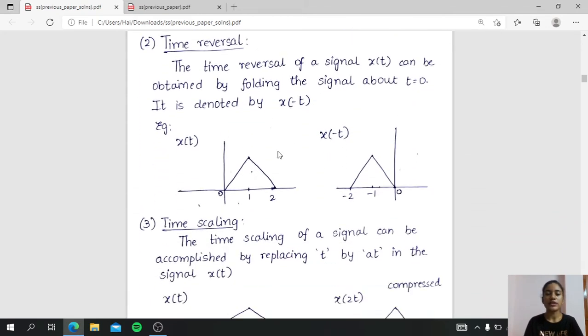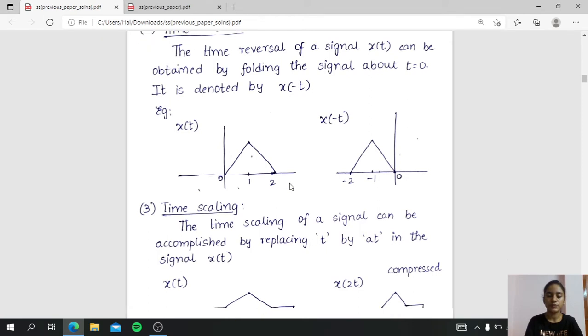Time reversal. The time reversal of a signal x of t can be obtained by folding the signal x of t about t is equal to 0. So when you fold the signal about t is equal to 0, you'll get x of minus t. This is the time reversal operation.